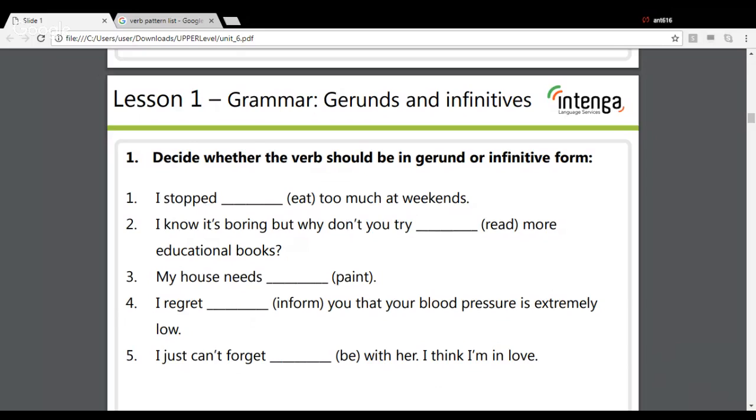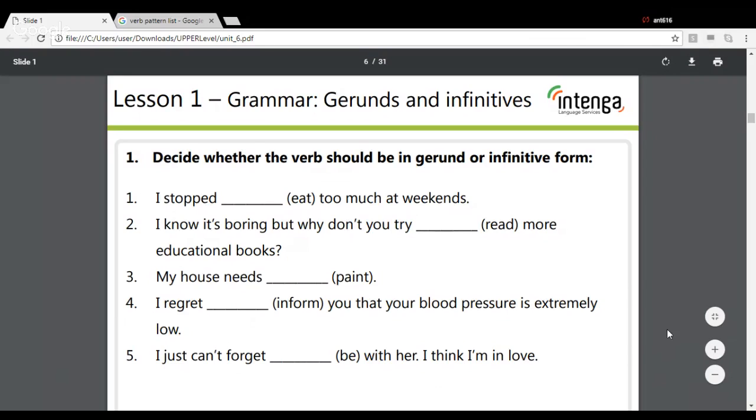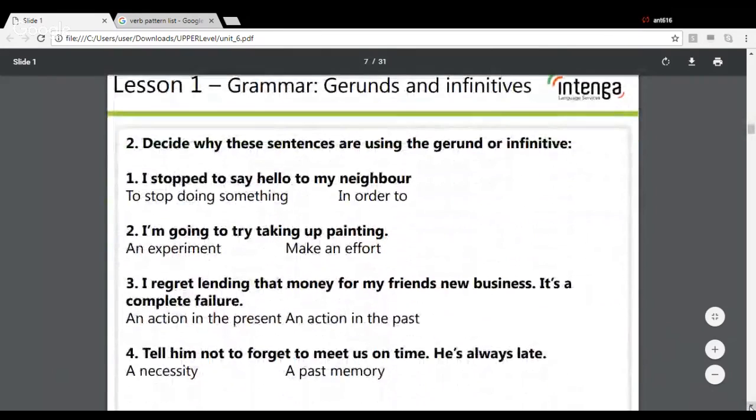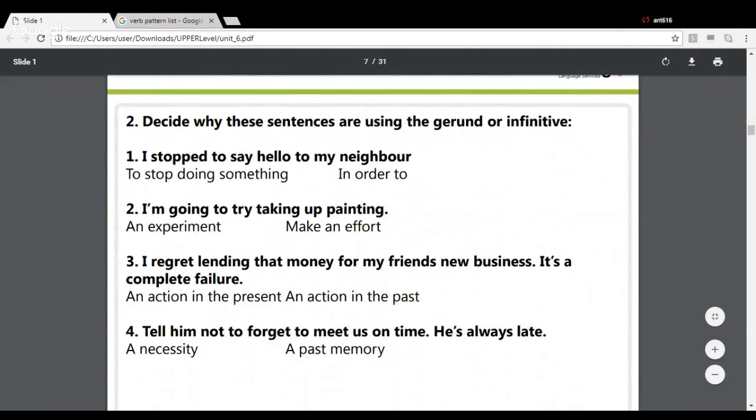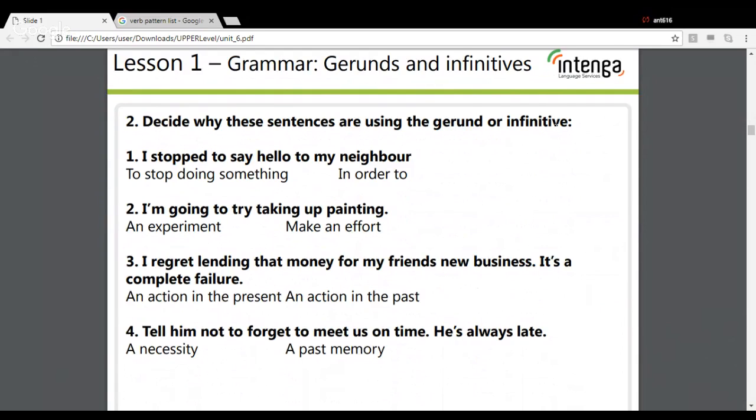And why did you choose that? Because forget with the gerund is also about memory. Exactly. It's in the past. So good. Now we're going to decide why we're using the sentence with the gerund and the infinitive. So before it was conjugating for the correct meaning, and now it's explaining a little bit more.